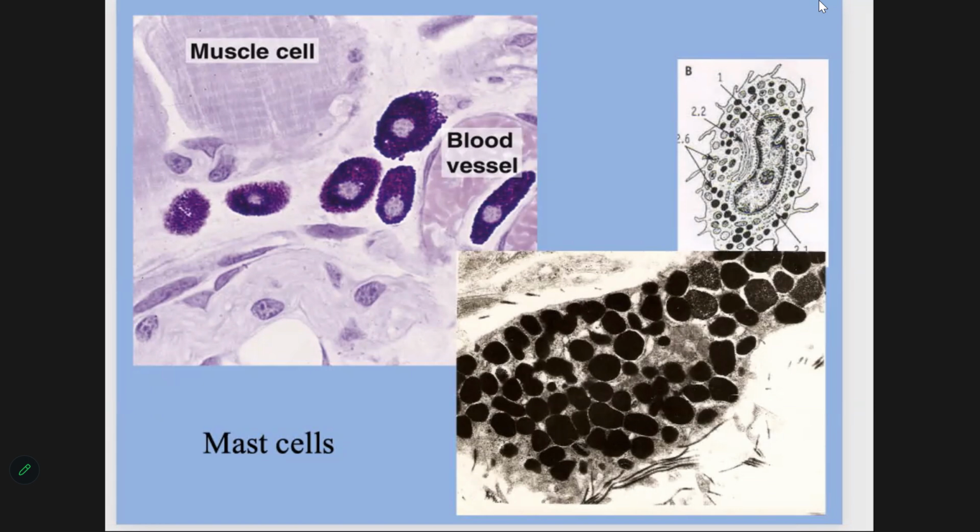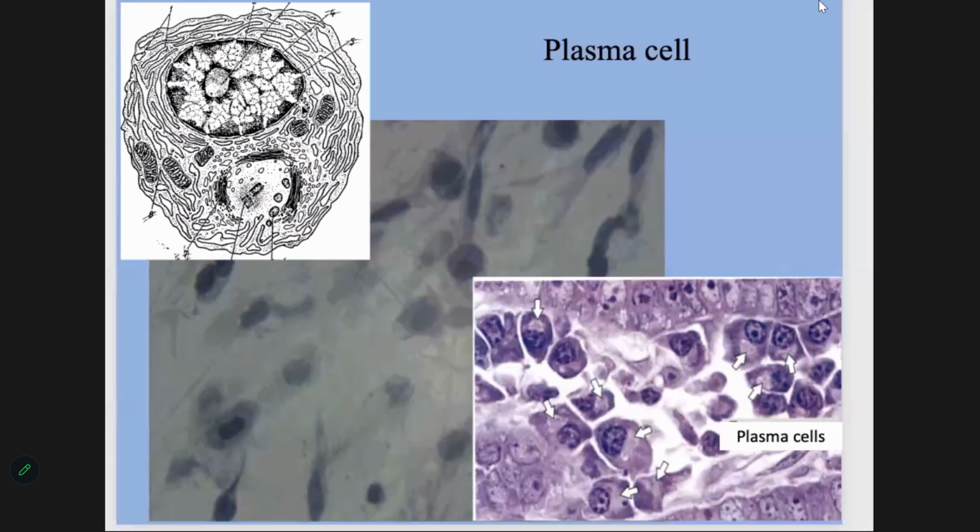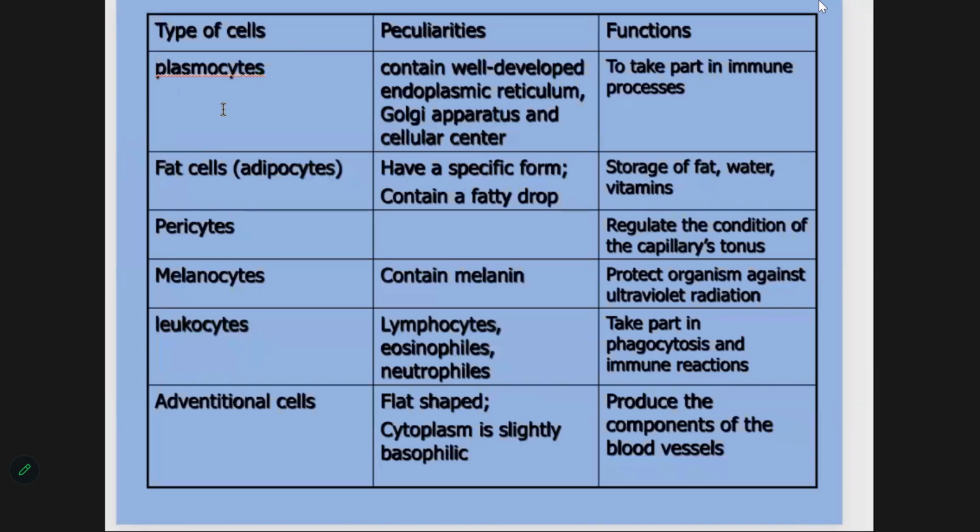So now, next type of cells in the loose fibrous connective tissue is named plasma cells. Look at this, or plasmacytes. Plasmacytes are the effector subpopulation, one of subpopulations of B lymphocytes. B lymphocytes, as you know from the previous lecture, are the kind of lymphocytes, and plasmacytes differentiate from the B lymphocytes. And the main function is to take part in the immune reaction, the humoral immune response.